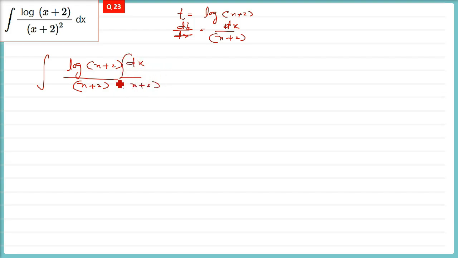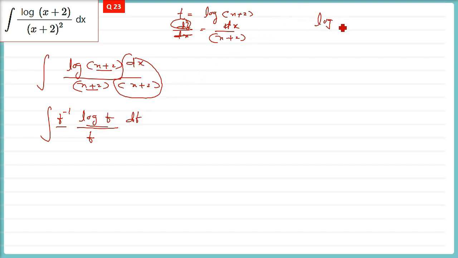So this dx/(x+2) is dt, and wherever x+2 is there, how do we write it? Because we have taken t equals log(x+2), we need to know certain things about logarithm and exponentiation. So we got log t by t, t raised to minus 1. We can use the formula to solve it, but rather than doing this, let's make it easier.